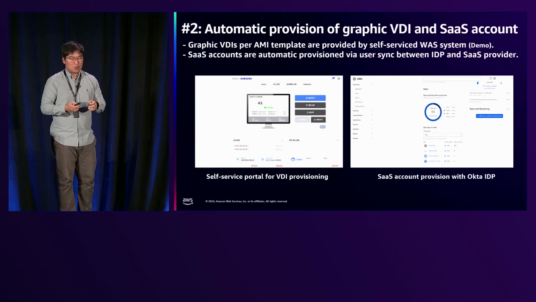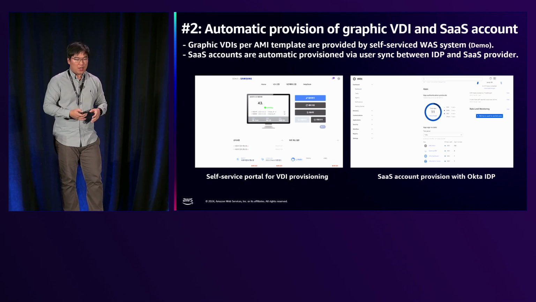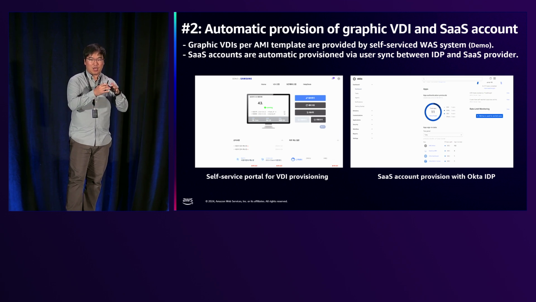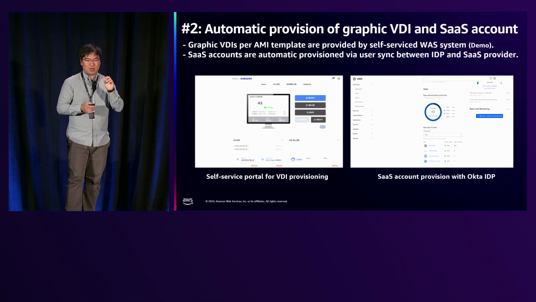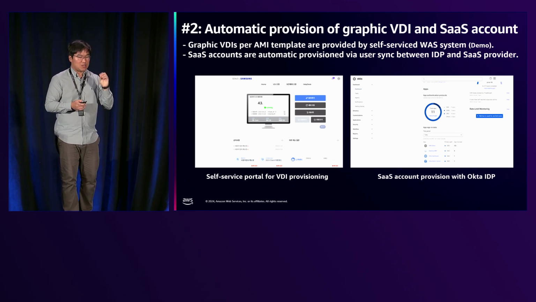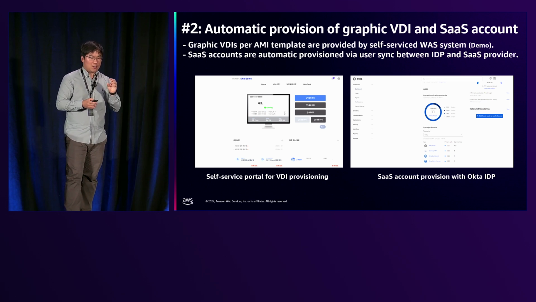Number two, as I mentioned, automatic provisioning of the graphic VDI and SaaS account is enabled. The graphic VDI is per AMI template image, which means that all the image package is installed and stored in the AMI image. Then those AMI images are provided by self-service through the custom portal system. I am going to show you a demo. And also SaaS accounts are automatically provisioned via user sync between the IDP vendor such as Okta and the Autodesk provider.